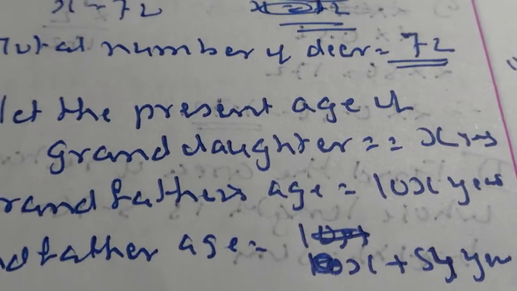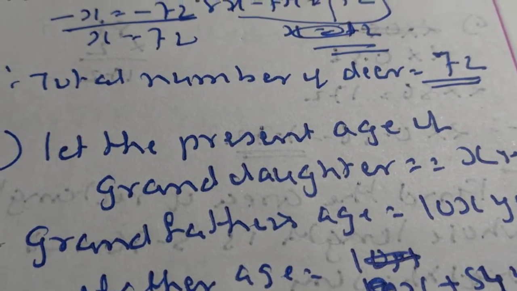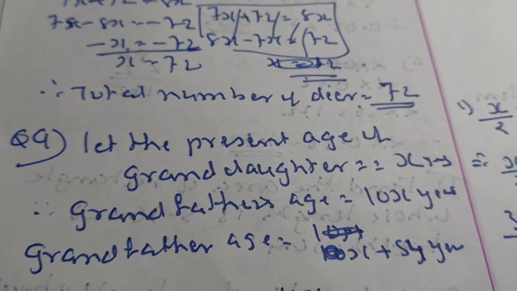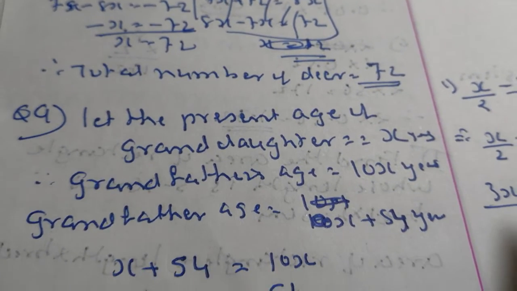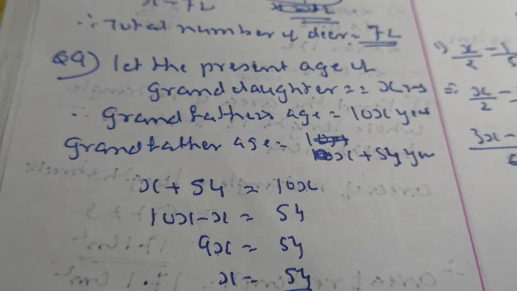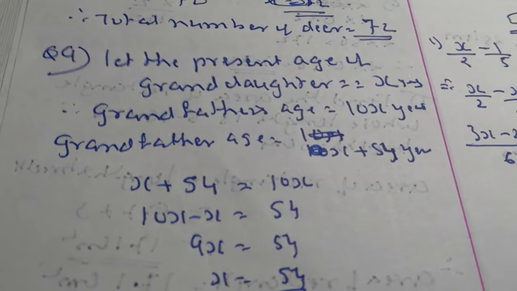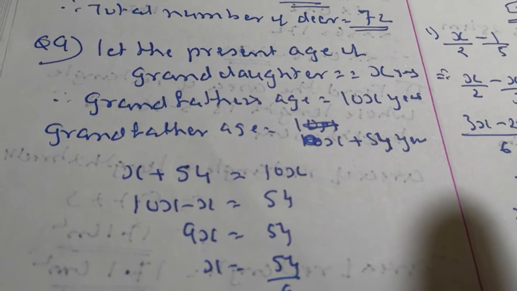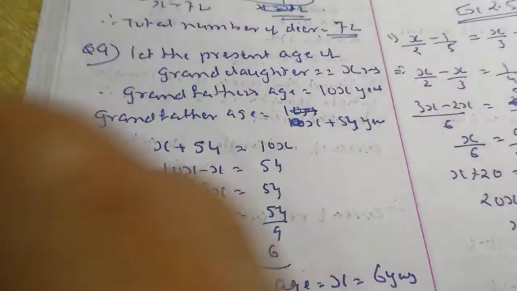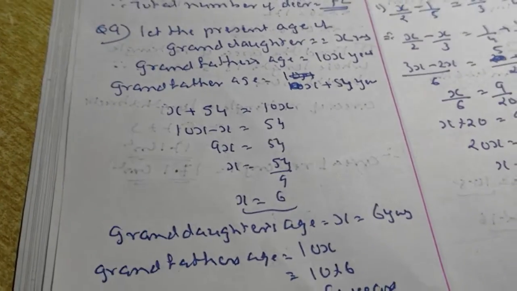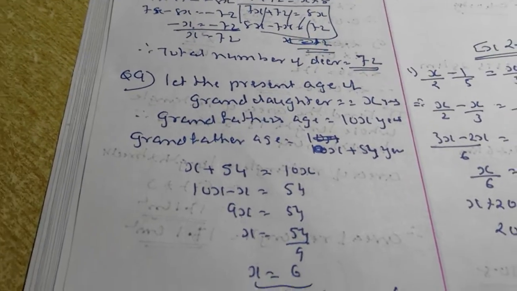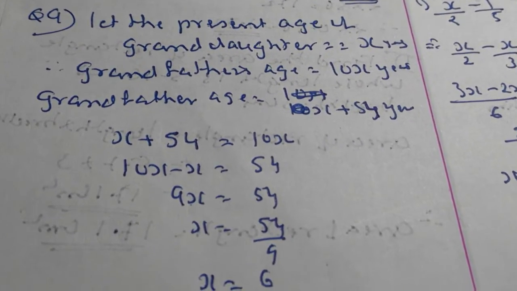Question number 9. The grandfather is 10 times older than the granddaughter. So let the present age of granddaughter be x and grandfather's present age be 10x. He is also 54 years older than her. So grandfather's age is 54 years more than the present age of granddaughter, that is x plus 54. So x plus 54 is the grandfather's age, and 10x is also the grandfather's age. Comparing both, x plus 54 is equal to 10x.